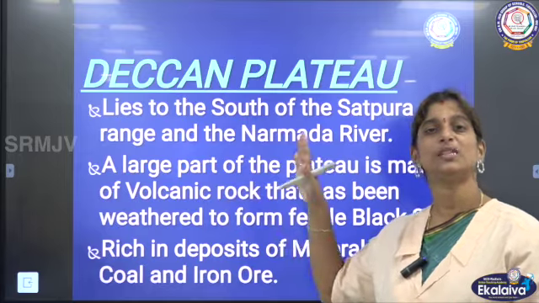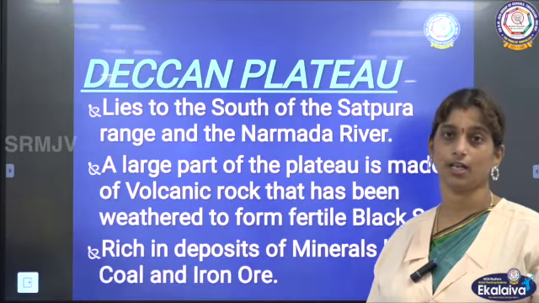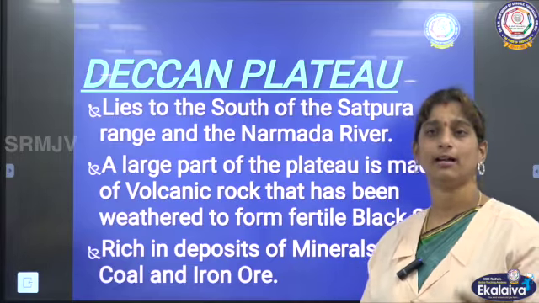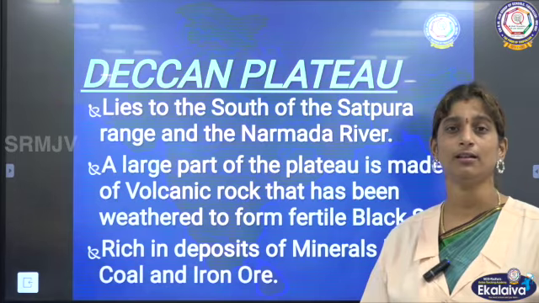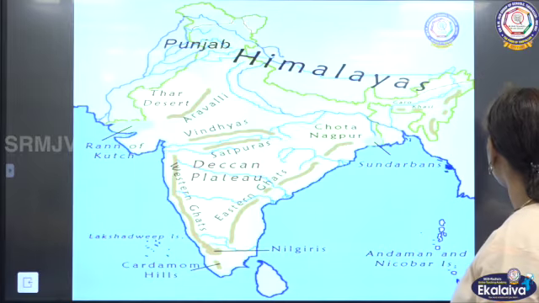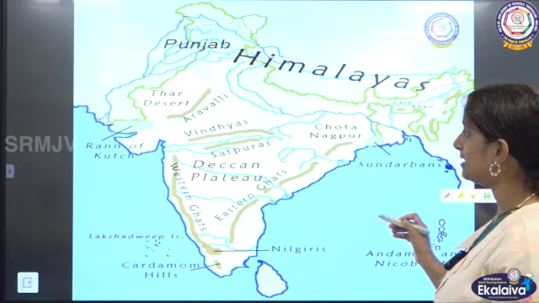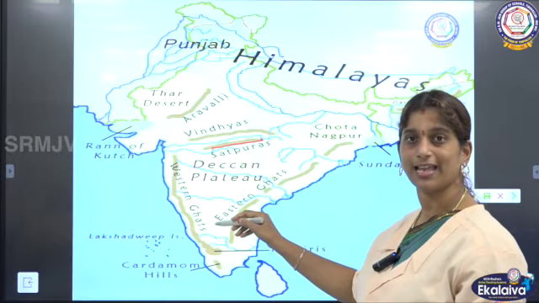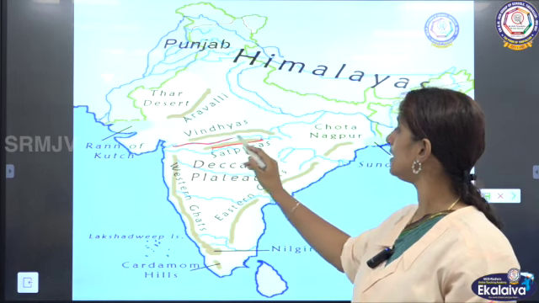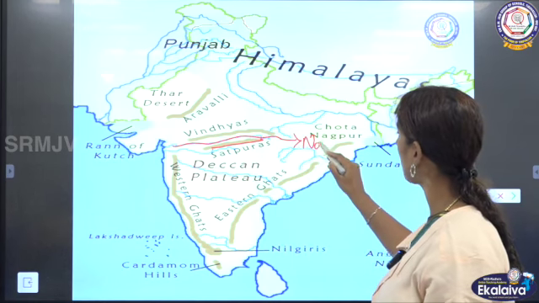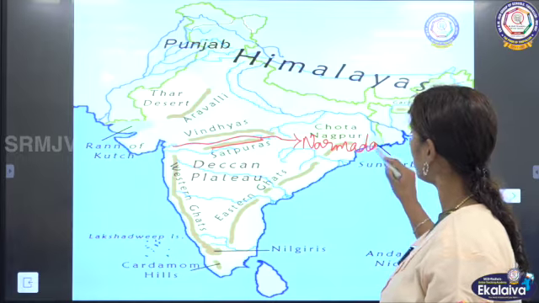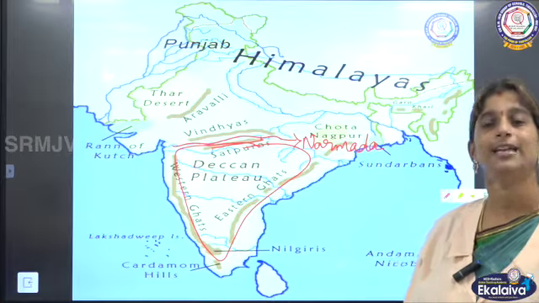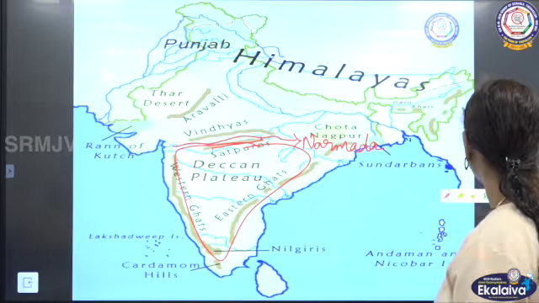So this plateau is mainly formed by volcanic rocks, and it has rich deposits of minerals like coal and iron ore. These minerals are very rich in the Deccan Plateau. Here you could see the Deccan Plateau lies to the south of the Satpuras. Here the Satpuras are located, and here you could see the Narmada river, right? So it lies to the south of the Narmada river also. This is the place where the Deccan Plateau is located. It is a triangular shaped landform, right?